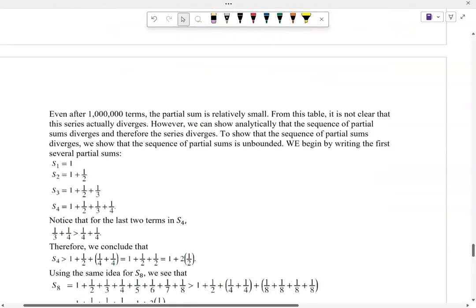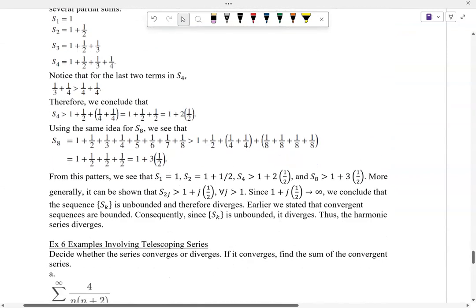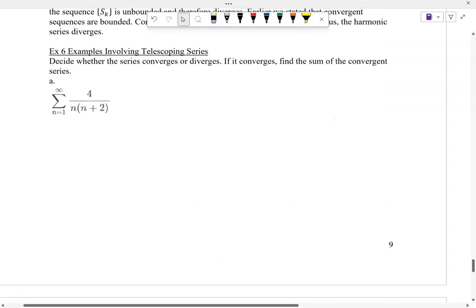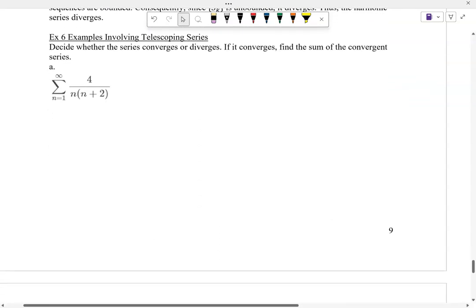I'm not going to go through this proof. You're welcome to read through that if you want to. That's because we're going to revisit harmonic series. Harmonic series are what's referred to as a P series, and we'll get into P series in a different section. But just know that the harmonic series does diverge. It just does so very slowly. All right, let's get back to some more.